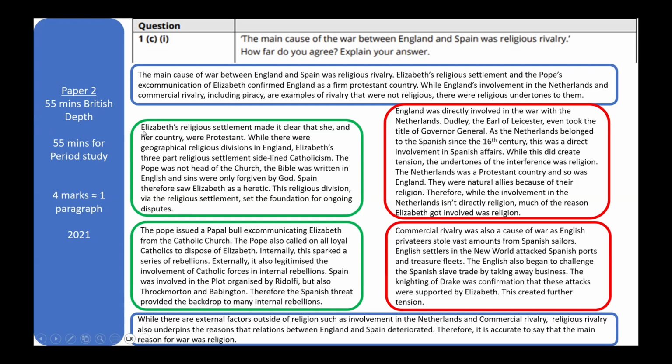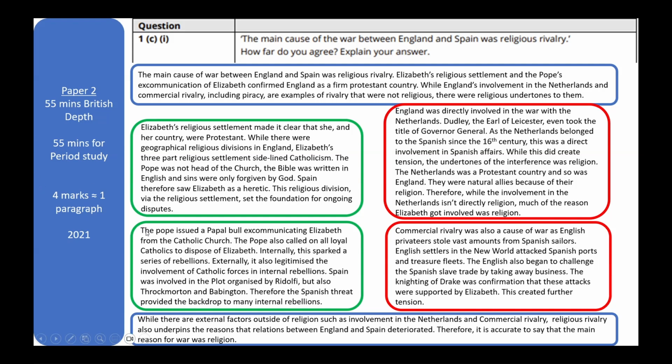So, first paragraph to agree. And it doesn't matter if you do 2 to agree, 2 to disagree. You could do agree, disagree. But I think just for consistency, do 2 to agree, then 2 to disagree. So, Elizabeth's religious settlement made it clear that she and her country were Protestant. While there were religious divisions in England, Elizabeth's three-part religious settlement sidelines Catholicism. The Pope was not head of the Church, the Bible was written in English, and sins were only forgiven by God. Spain, therefore, saw Elizabeth as a heretic. This religious division, via the religious settlement, set the foundation for ongoing disputes.